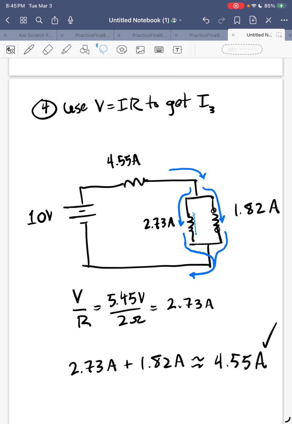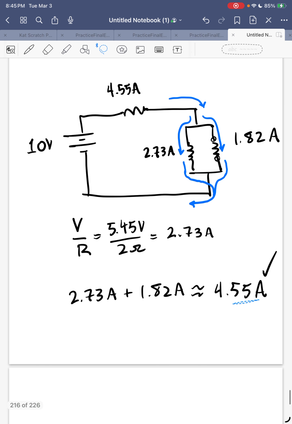So remember, this is the 2 ohm resistor. So if I put 5.45 volts divided by 2 ohms, I'm going to get 2.73 amps. So if I have 2.73 amps going through that branch and 1.82 amps going through that branch, does it really add up to 4.55? Put it together, and guess what? It does. And so that means that it seems like we've solved it in the correct way.